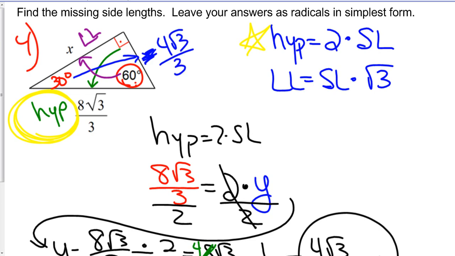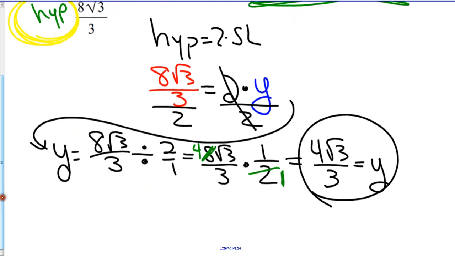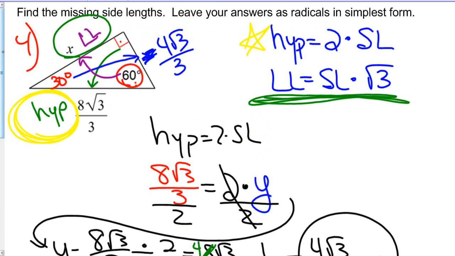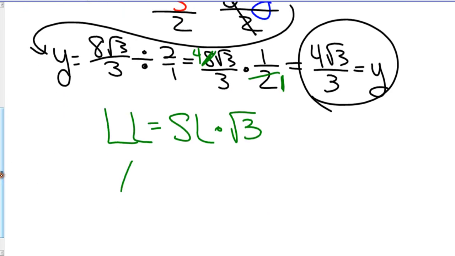Now that I have my short leg, I need to find my long leg. I'm looking for that x now. So the second time around, I'm going to use this formula: long leg equals short leg times radical 3. Sorry about this, I have to use the full screen for it. So my long leg equals the short leg times the radical 3. If I go back up to my picture, my long leg was the x, so I'm going to write an x in for that. And then my short leg, we found out it was 4 radical 3 over 3. So it's going to be x equals 4 radical 3 over 3 times radical 3.